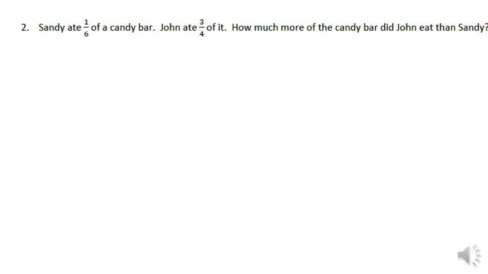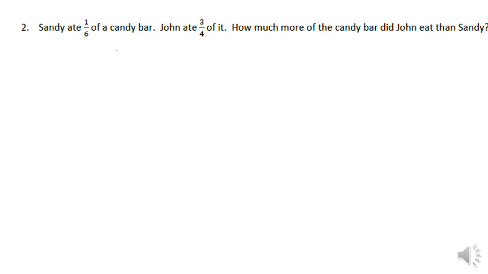Number 2, Sandy ate 1/6 of a candy bar. John ate 3/4 of it. How much more candy bar did John eat than Sandy?